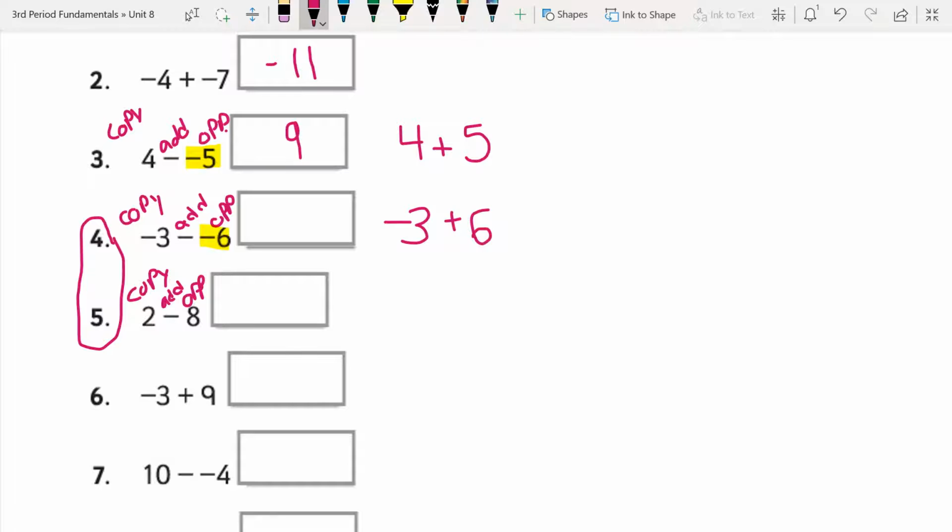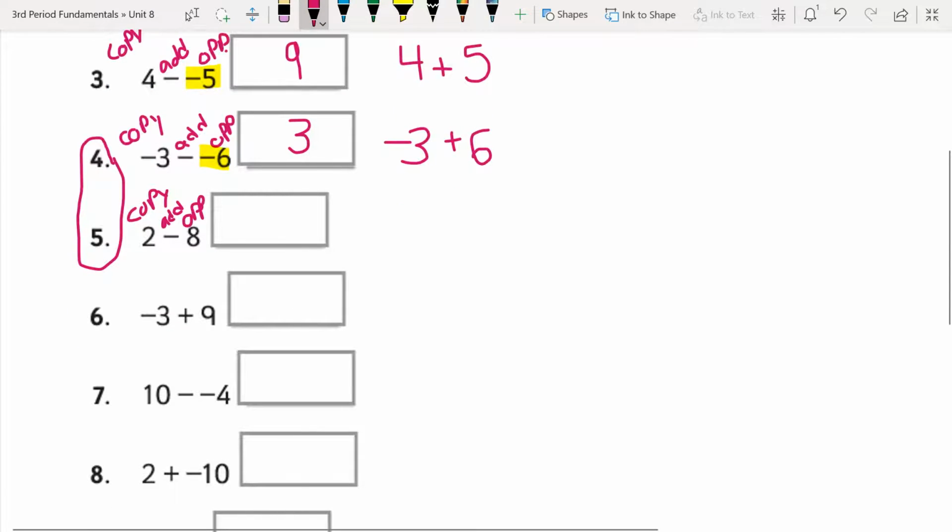Well, now that I'm adding, I see I have 1 negative and 1 positive, so I subtract. So I do 6 minus 3, and that's 3. And I'm looking at which number is bigger, and 6 is bigger, and it's positive, which means my answer is positive. So hopefully you got a positive 3. If you didn't, please make sure you're correcting your work as we're going through this video.